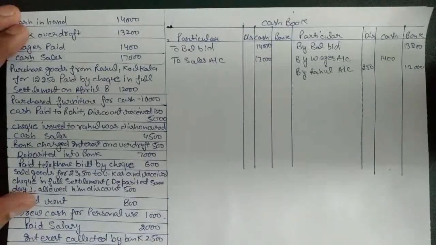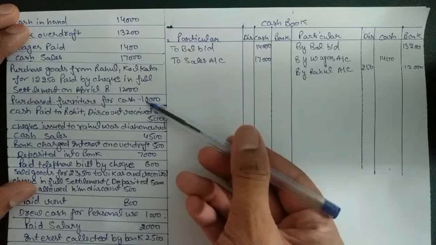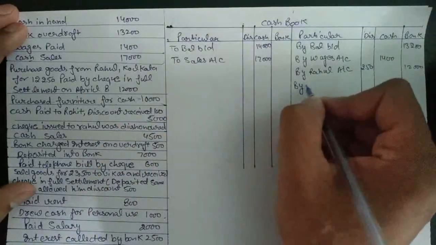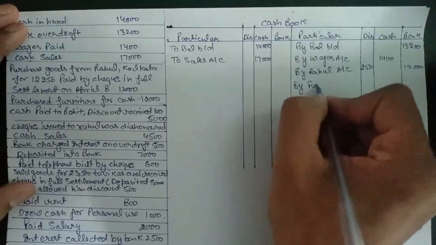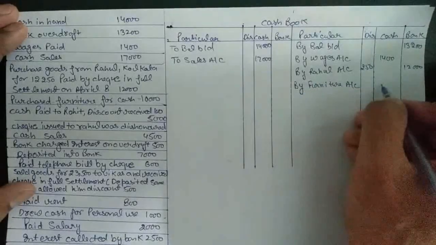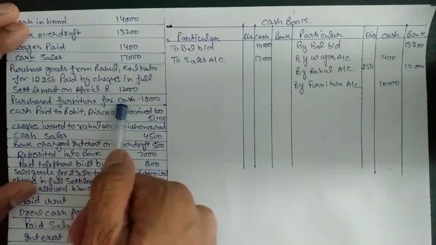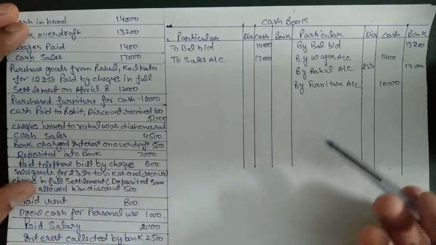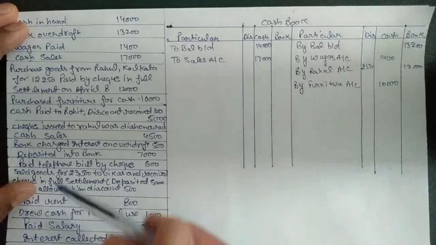Our next entry is purchased furniture for cash, that is 10,000. In case of purchase also there is an outflow of cash from the business, furniture account 10,000, because they clearly mention that we are paying in cash for the purchase of that furniture. So we will deduct 10,000 from the cash account.